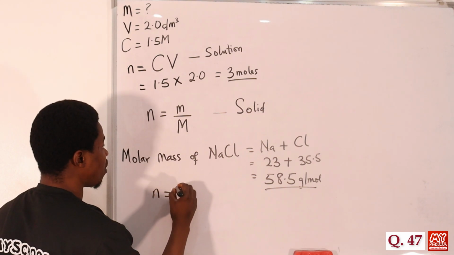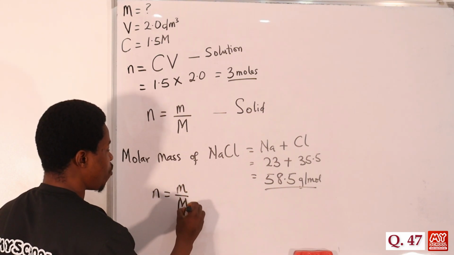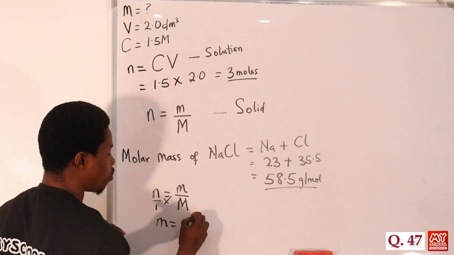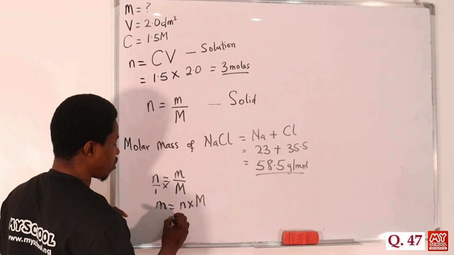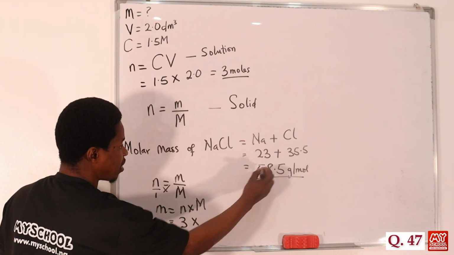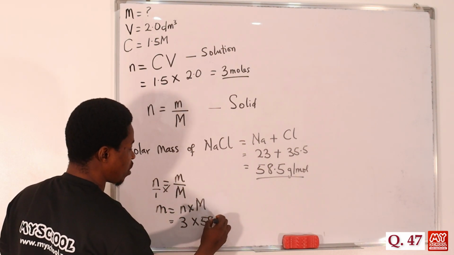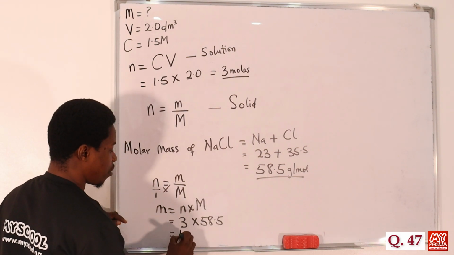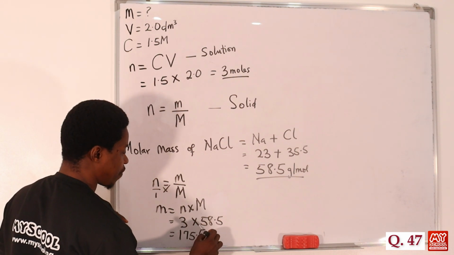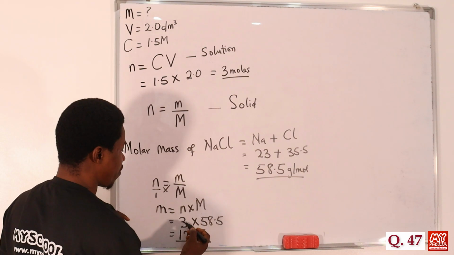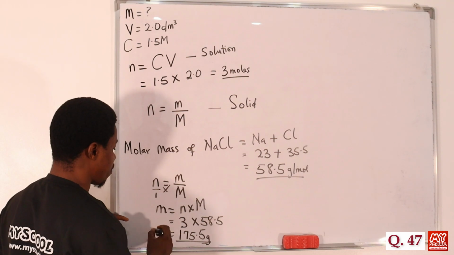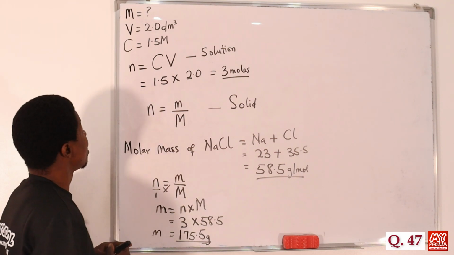Now, back to this. Number of moles is equal to mass over molar mass. So if you cross multiply, mass will be equal to number of moles times molar mass. Number of moles, we got it to be 3. So 3 multiplied by the molar mass, which is 58.5. When you multiply 58.5 by 3, we're going to have 175.5 gram. Because this is mole, this is gram per mole, we cancel out mole here, so we are left with gram. So 175.5 gram is going to be the mass of that.